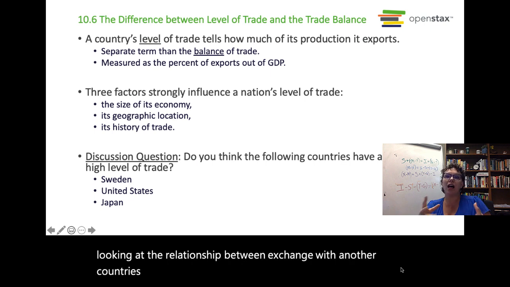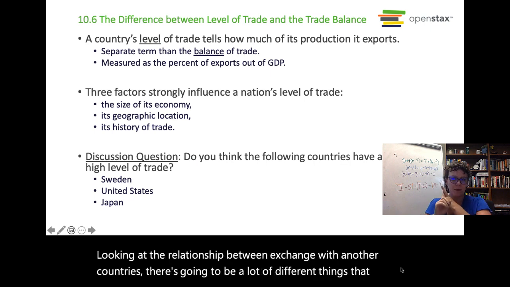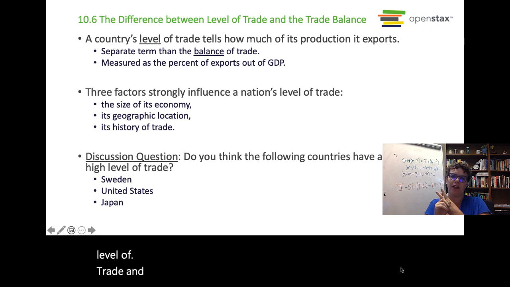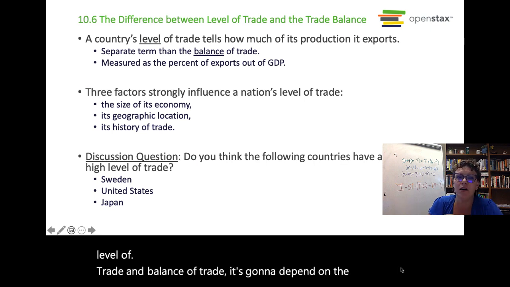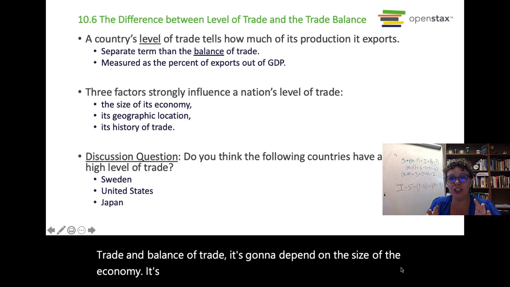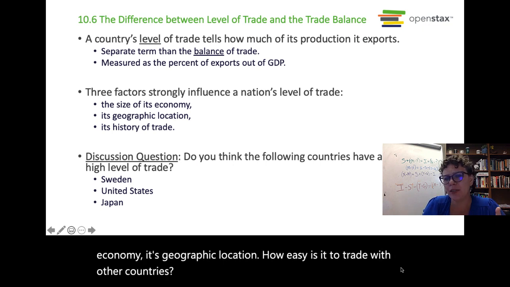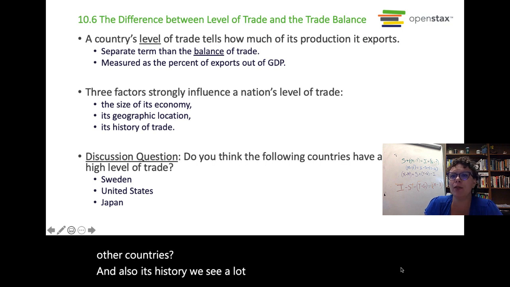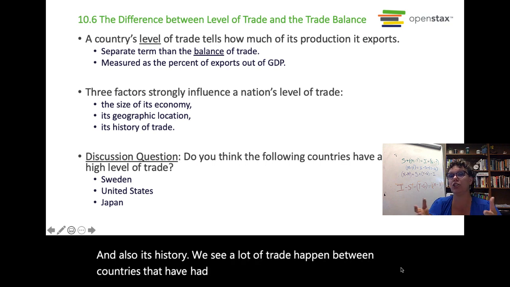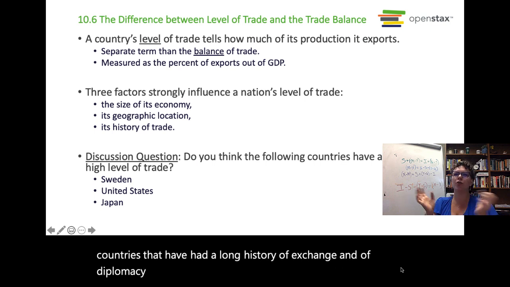There's going to be a lot of different things that affect level of trade and balance of trade. It's going to depend on the size of the economy, its geographic location, how easy it is to trade with other countries, and also its history. We see a lot of trade happen between countries that have had a long history of exchange and of diplomacy. It's just easier to trade with countries you get along with.